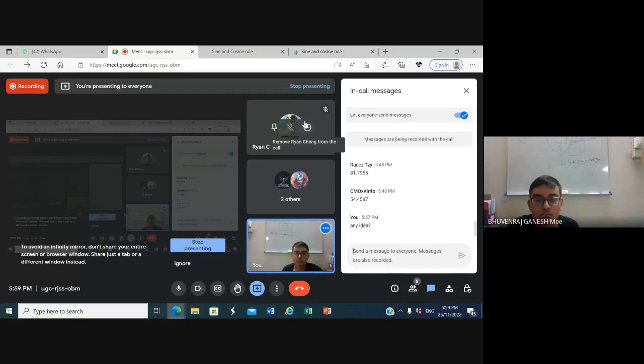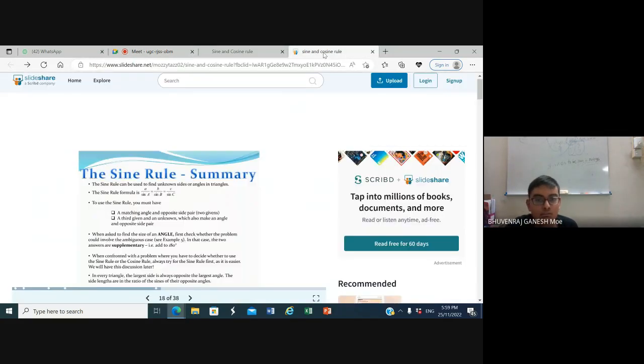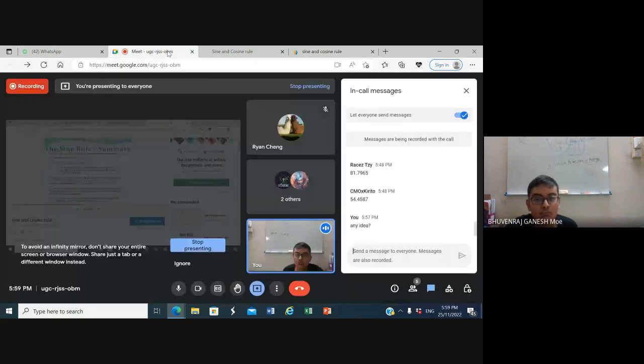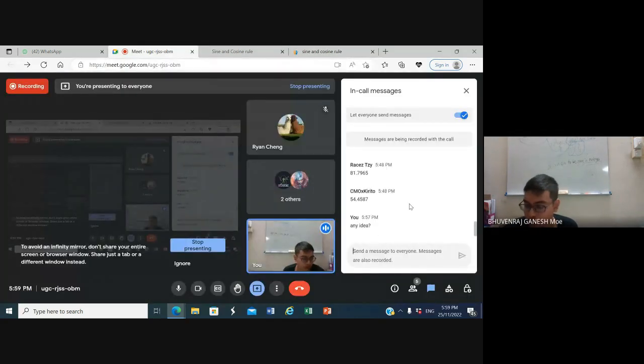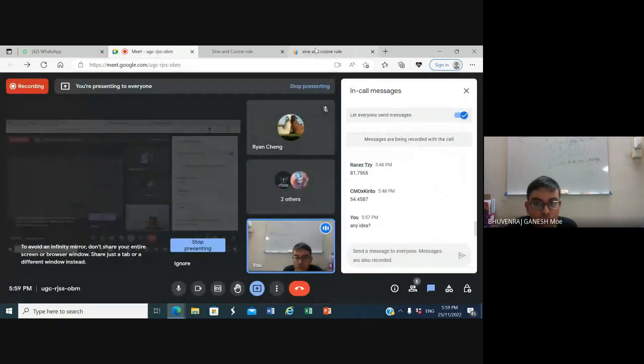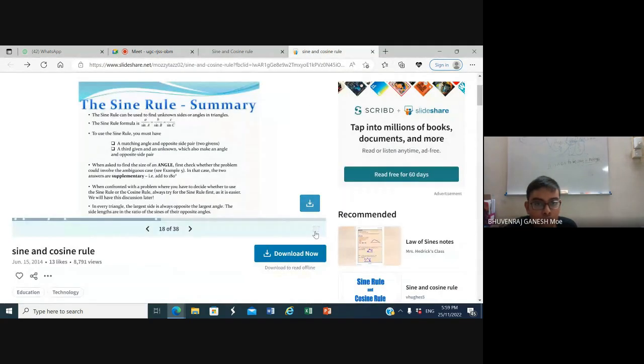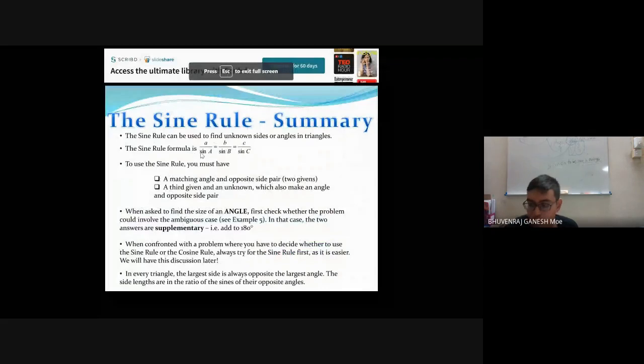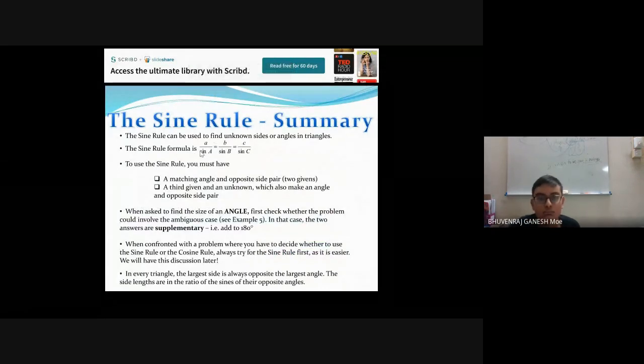Okay, so this is how it goes, this whole thing. The idea is basically the sine rule. The sine rule is the basic trigo function that we have learned so far. So, okay, one. The sine rule goes like this, where the formula is actually a over sine A equals b over sine B equals c over sine C.